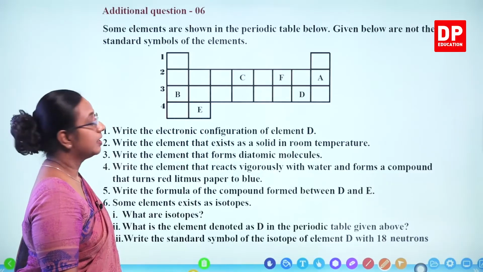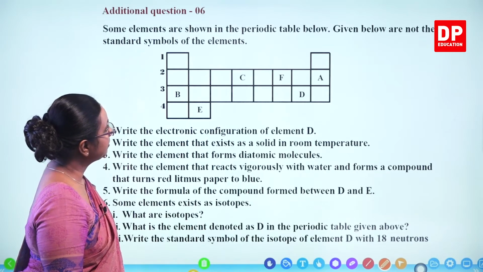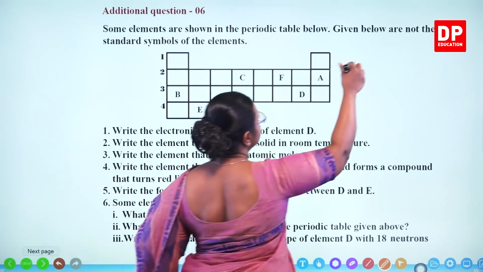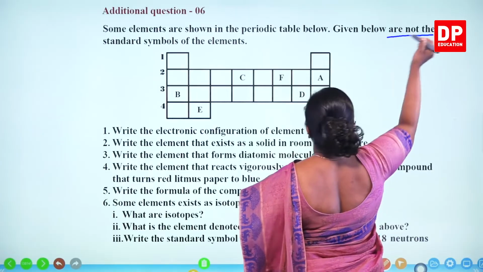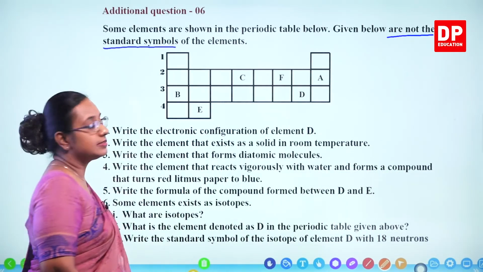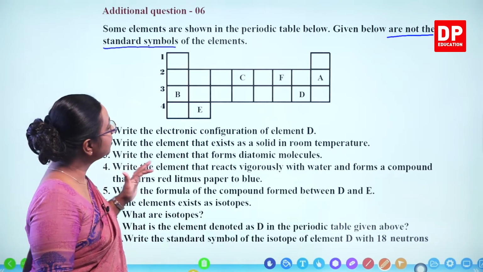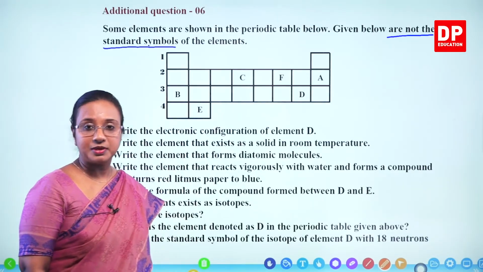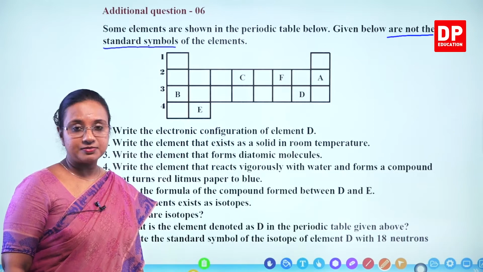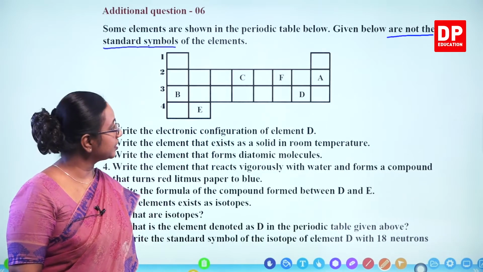Question 6. Some elements are shown in the periodic table below. Given below are not the standard symbols of the element. You have to remember this. But for convenience, as you look at a question like this, if you can identify the elements first, then it will be easy for you to answer the questions.